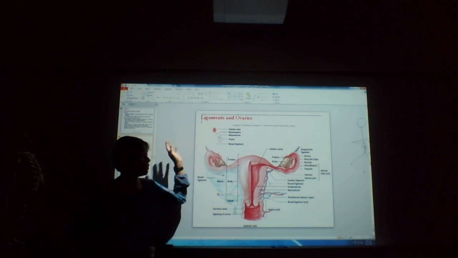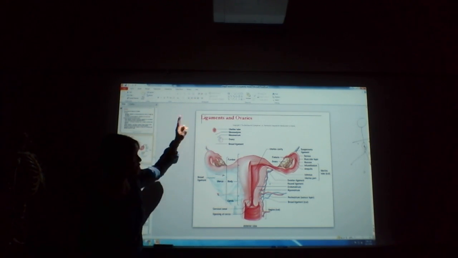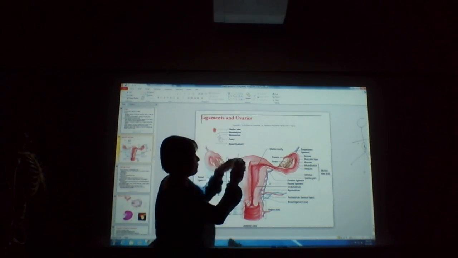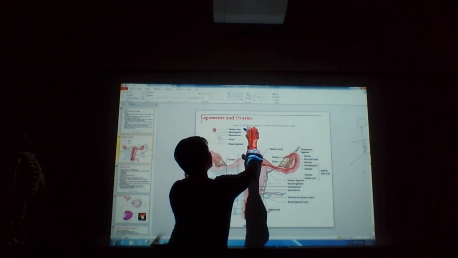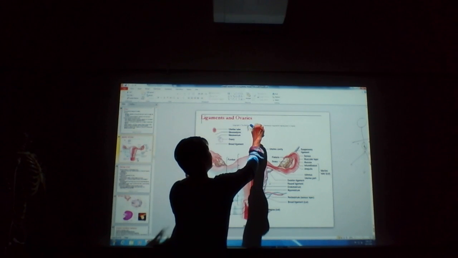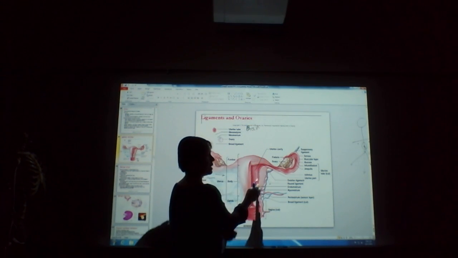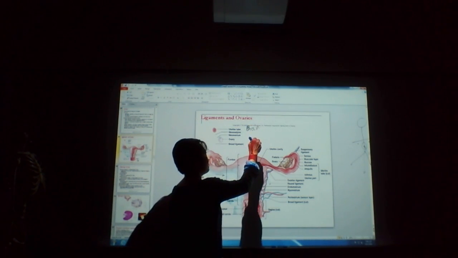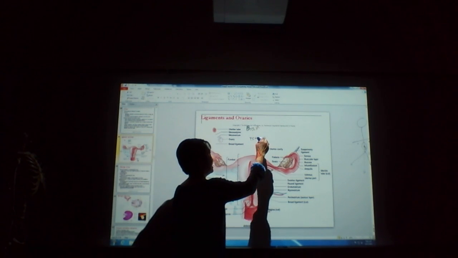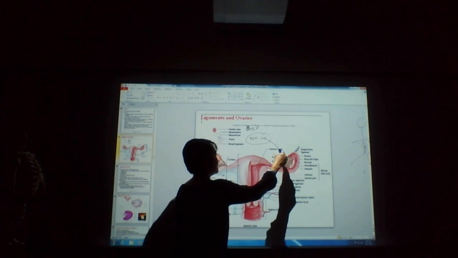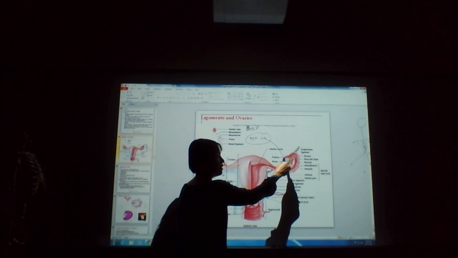For females, we're going to talk about it, but right now I want you to look at the brain right here. The brain will secrete the same hormones, FSH and LH. And the target of these two hormones is the ovary only. Okay?